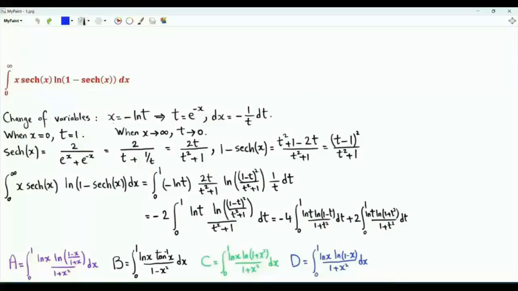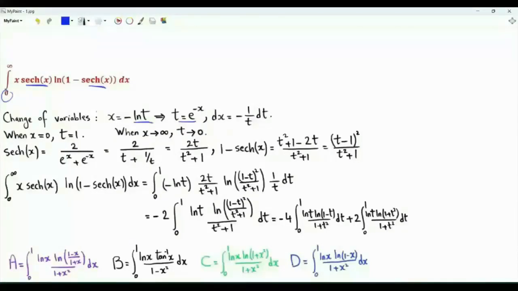Let's do a substitution. x is equal to minus the natural logarithm of t. So t is equal to e to the minus x, and dx is minus dt over t. When x is equal to 0, t is equal to 1, and when x tends to infinity, t tends to 0. The hyperbolic secant of x is 2 divided by e to the x plus e to the minus x.